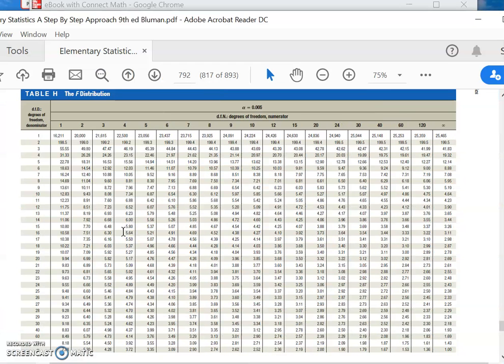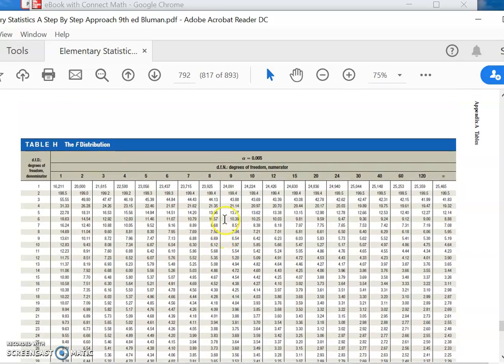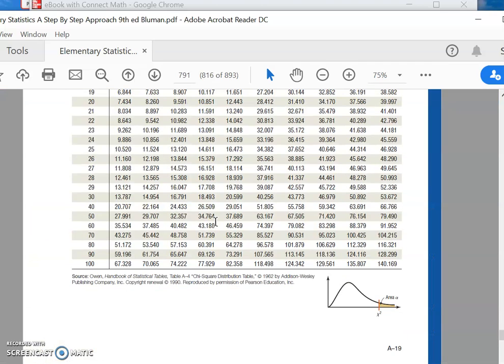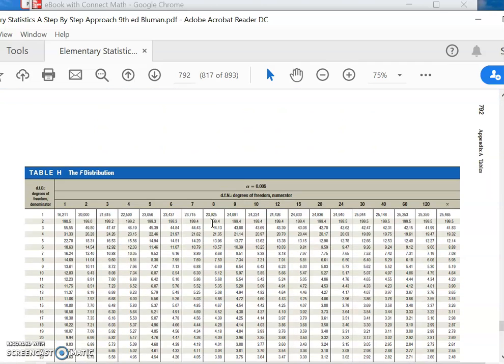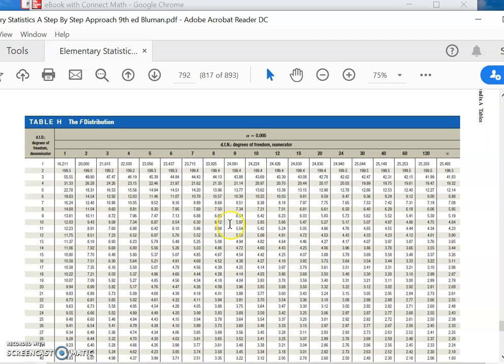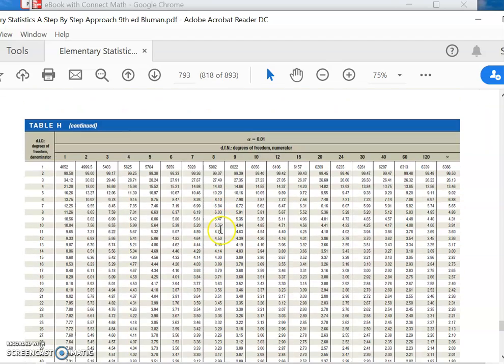Okay, so table H is worth a little bit of your time. I hope you follow my advice here. Get your book out and take a look in the back of your book at table H. One of the first things you'll notice is that there's more than one table H, okay? This is table H where alpha is equal to 0.005. Let's go to the next one. It looks exactly the same, except alpha is equal to 0.01.